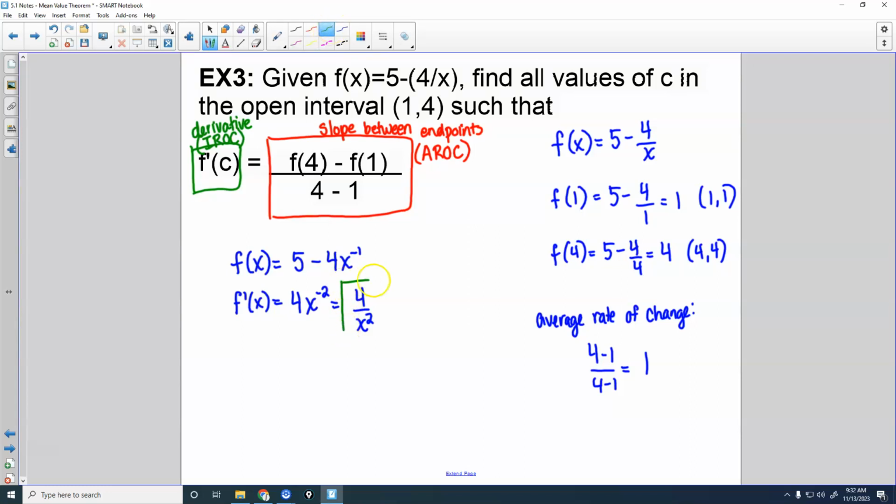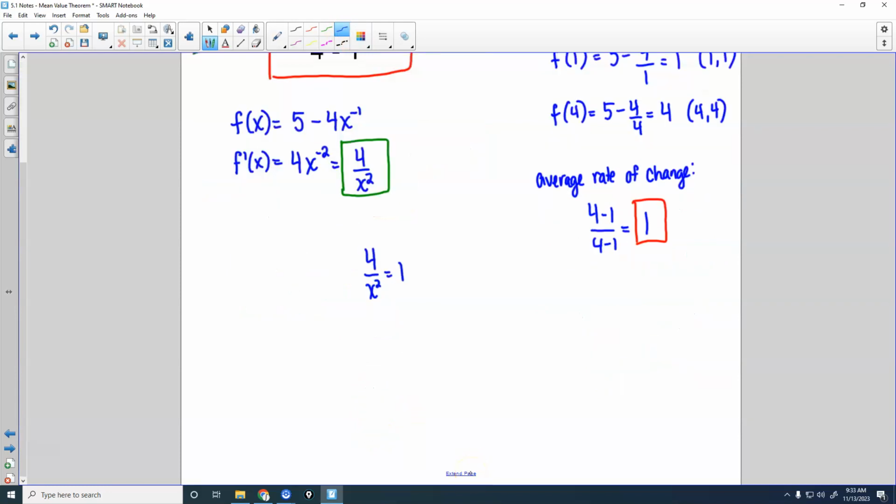Okay, so I've just found my derivative, and over here, 1 was my average rate of change on this interval. The mean value theorem tells me those have to be equal to each other at least once on that interval. So I would say 4 over x squared equals 1. How do I solve that? Multiply by x squared. You can't solve for something while it's in the bottom. So let's get that x squared out of the bottom. We got 4 equals x squared.